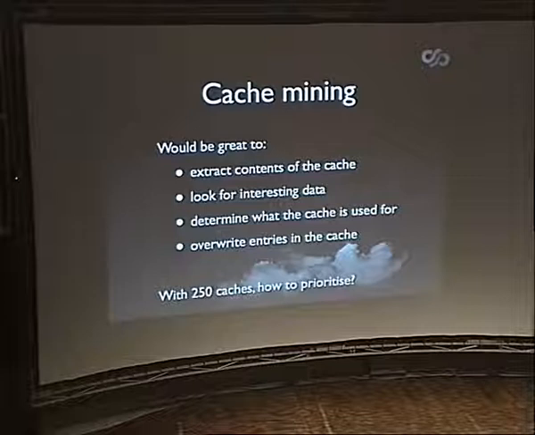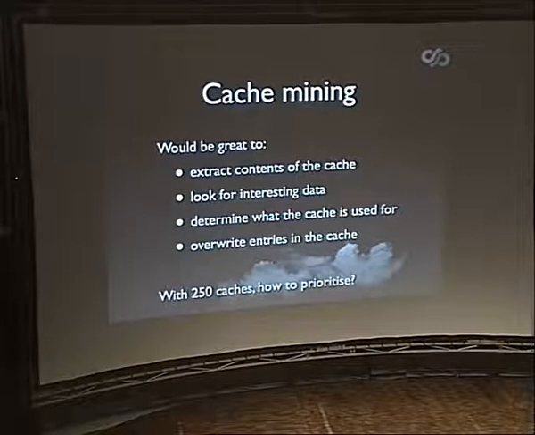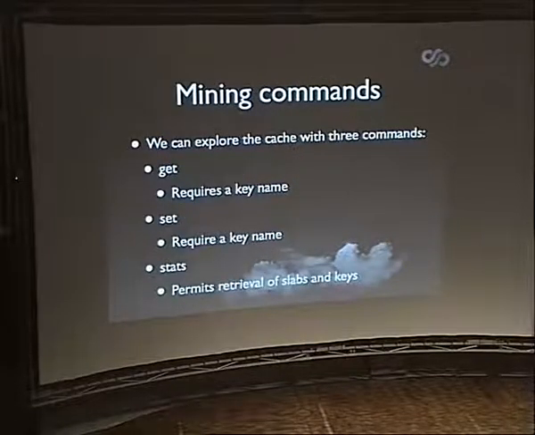Okay, and then the last one, which we will talk about, is overwriting entries in the cache. So we scanned a provider. We found 250 caches, which was almost one in every class C that we looked at, which is pretty high density. The question then becomes, well, how do you prioritize? So I've showed you those commands already, the get, the set, and the stats. But the stats is the one that will allow us to prioritize the cache we want to look for.